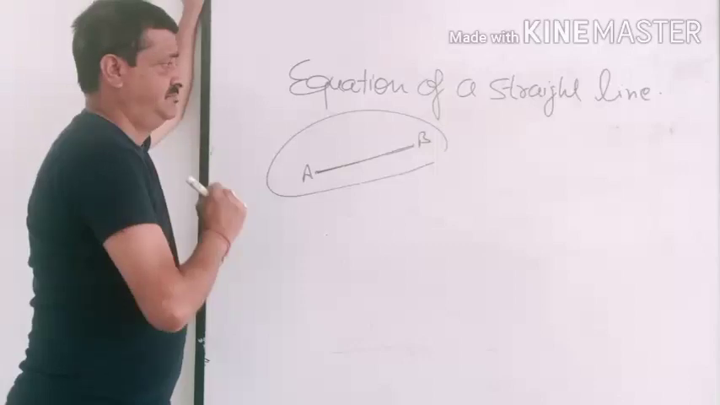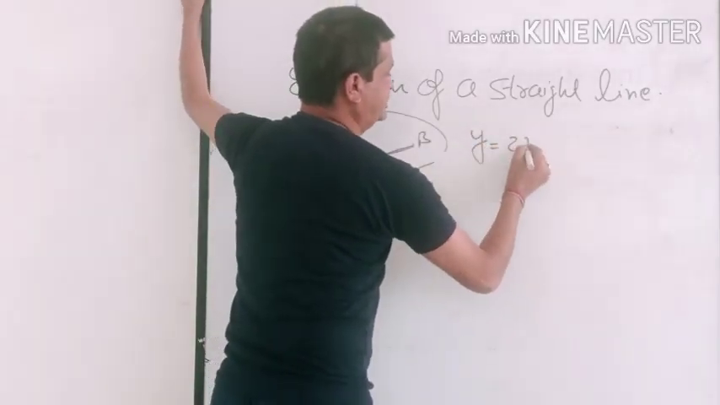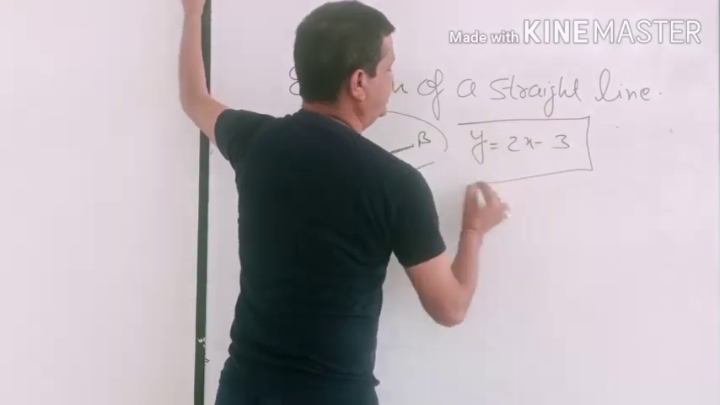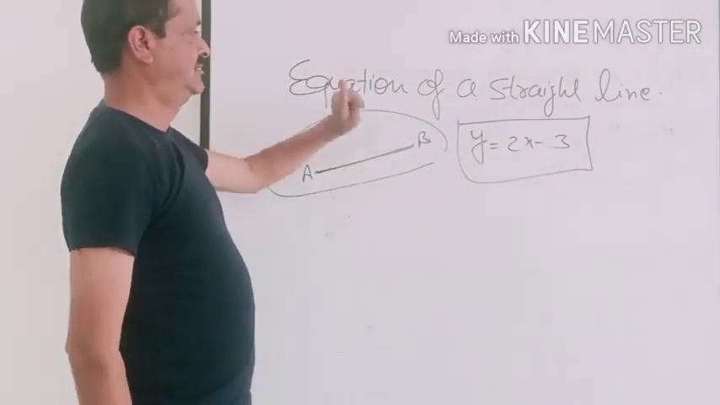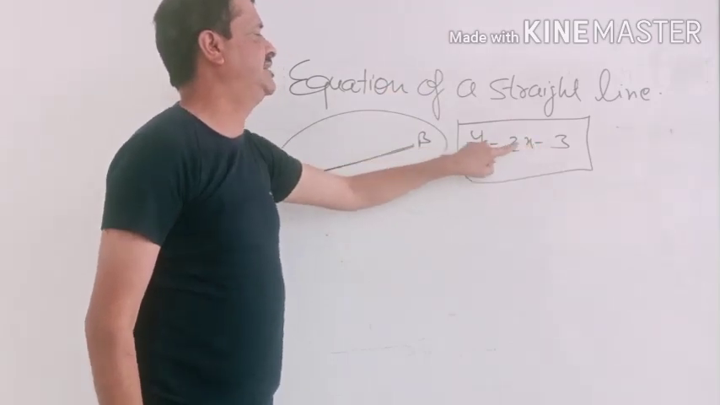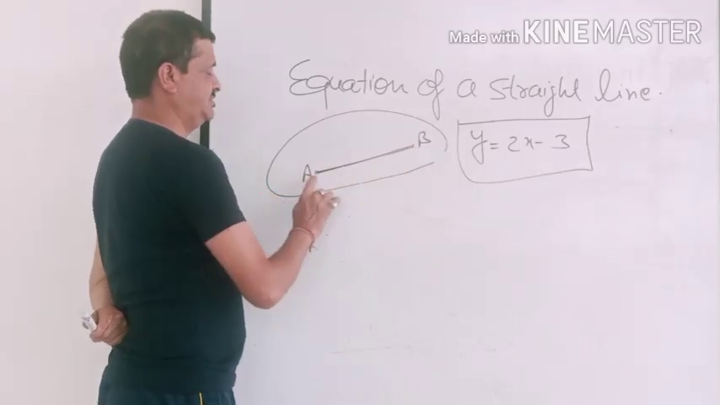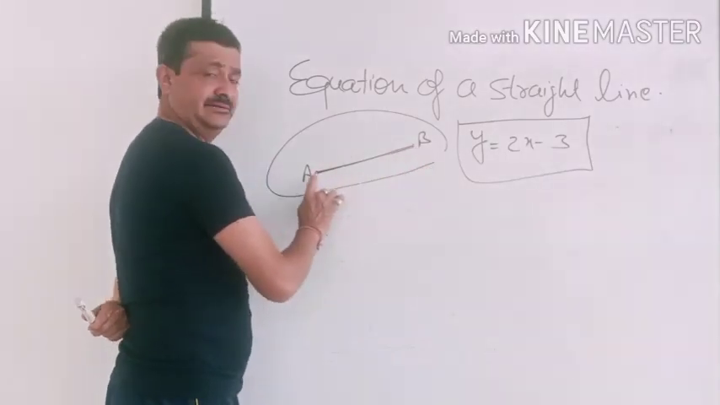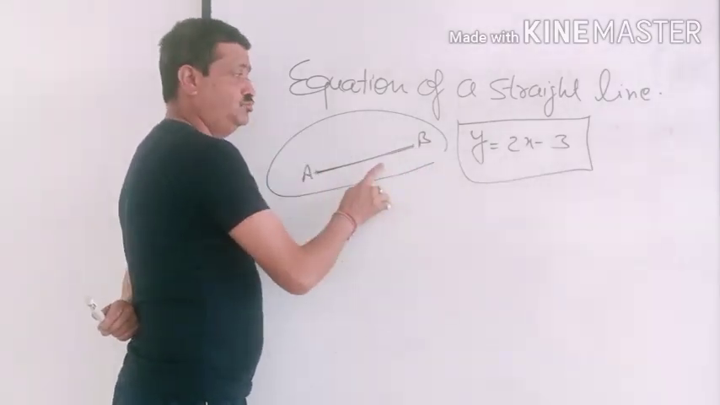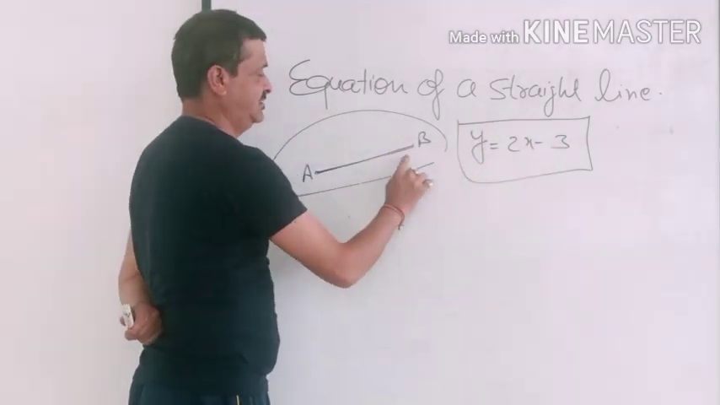Understand? For an example, if I write equation of straight line is y is equal to 2x minus 3. So what does it mean? It means y coordinate in that line is 3 less than 2 times the x coordinate. इसका मतलब ये होगा कि इसमें जितने भी y coordinate होंगे वो x coordinate के 2 times से 3 कम होगा. This is the meaning of straight line.